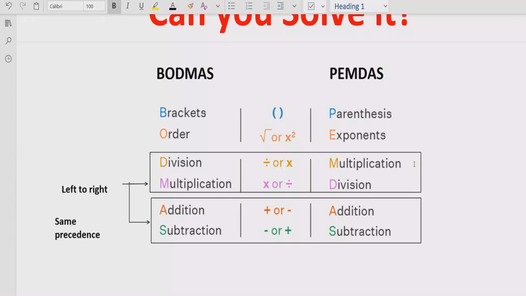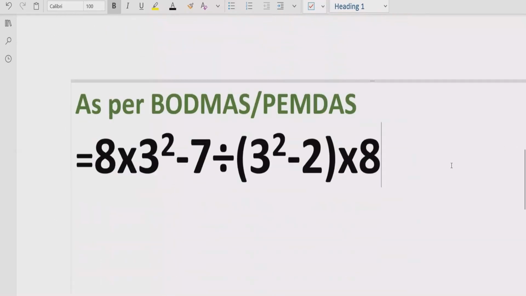Step number 3, you have to solve division and multiplication. Both have similar precedence, so you can solve any of them which is coming first. Similarly, for addition and subtraction, we have to follow the same step as division and multiplication. So what you have to do, you have to go left to right in your expression and find out which is coming first. If addition is coming first, you have to solve addition first. And if subtraction is coming first, you have to solve the subtraction first. Now move forward to solve the given expression.